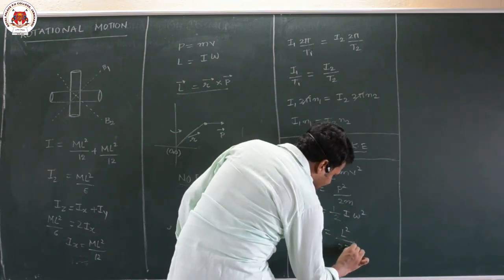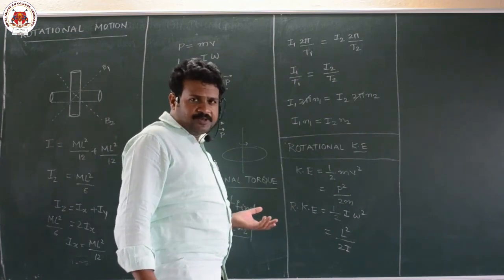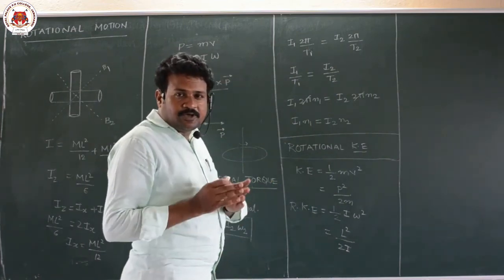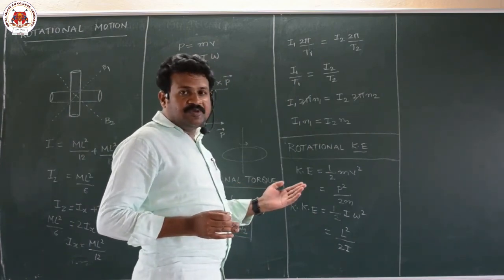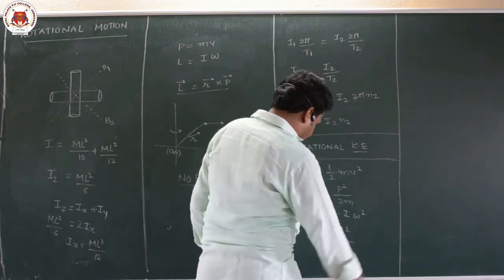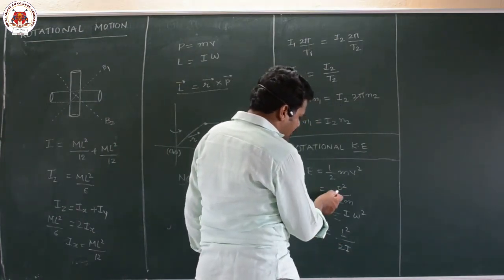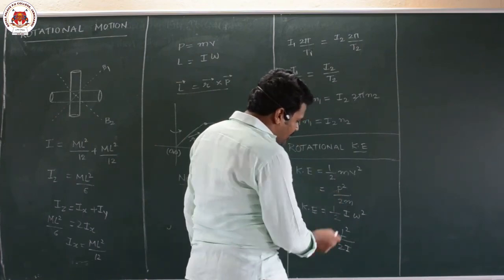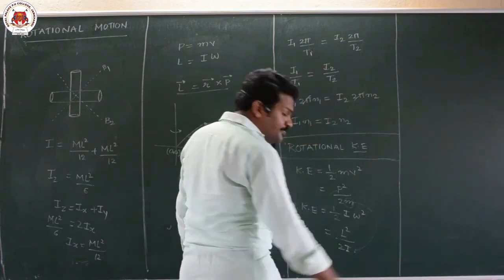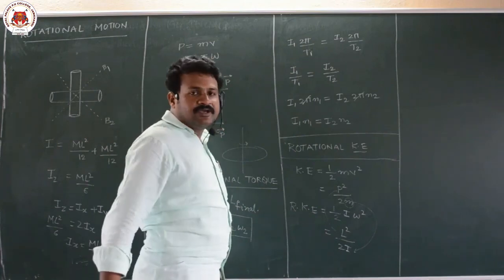So, you just learn how to change linear equations into rotational equations, then it will be very simple to write the formulas, and just go through moment of inertia and how to apply moment of inertia in different cases. This is L square by 2I. This L is nothing but angular momentum, linear momentum I will convert into angular momentum. Mass is a measure of inertia, that I will convert into moment of inertia. So, L square by 2I is rotational kinetic energy.